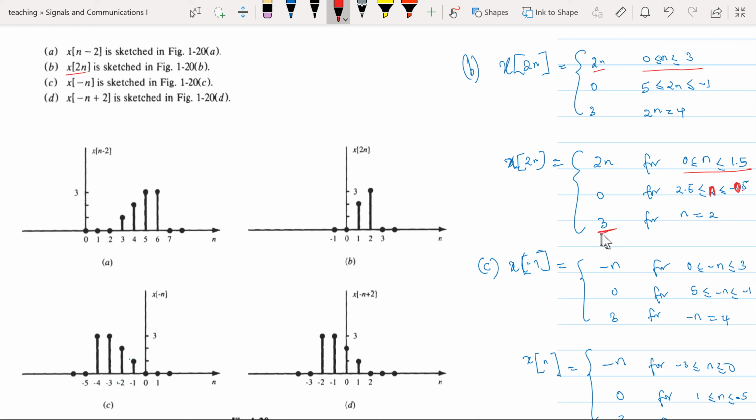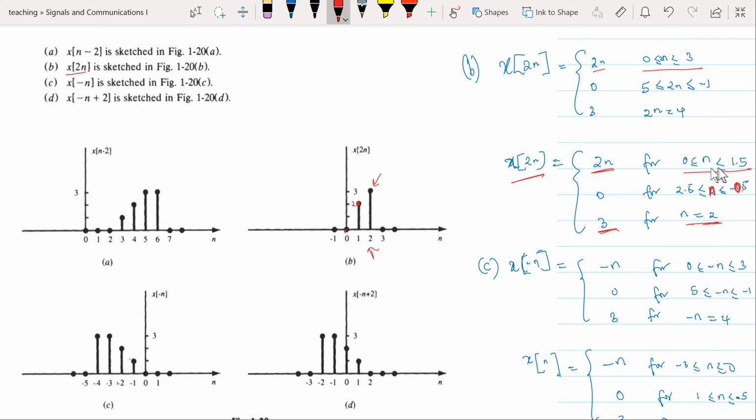So if you start with this one in our figure B without even drawing, you can say that x of 2n will be equal to 3 when n is equal to 2. So we go to 2 and we can see this is our 3. 2n when n is equal to 0, 0 times 2 becomes 0, but when n is equal to 1 within this range, we can see that 1 times 2 becomes 2 here. So that is satisfied.